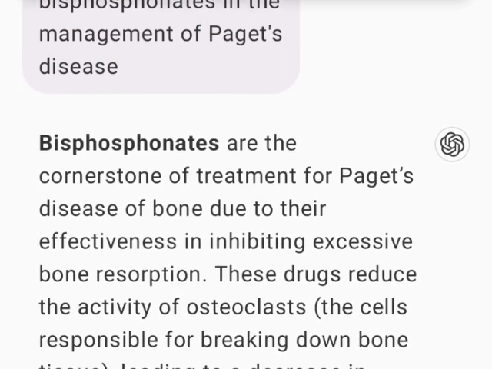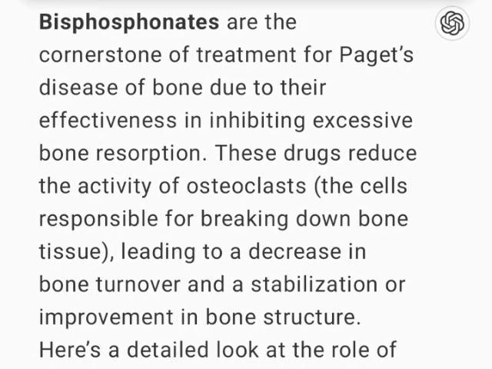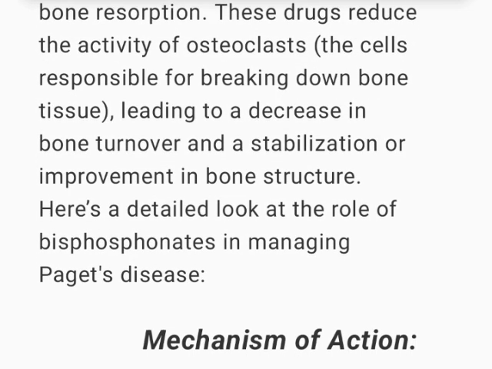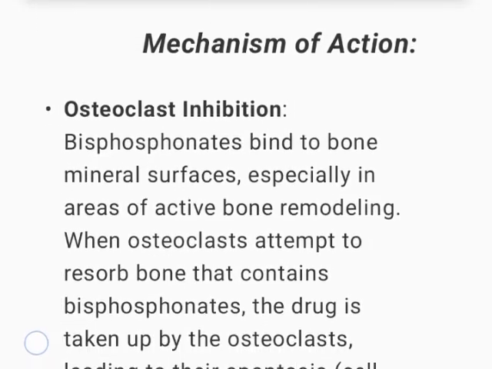Bisphosphonates are the cornerstone of treatment for Paget's disease of bone due to their effectiveness in inhibiting excessive bone resorption. These drugs reduce the activity of osteoclasts, the cells responsible for breaking down bone tissue, leading to a decrease in bone turnover and a stabilization or improvement in bone structure. Here's a detailed look at the role of bisphosphonates in managing Paget's disease.